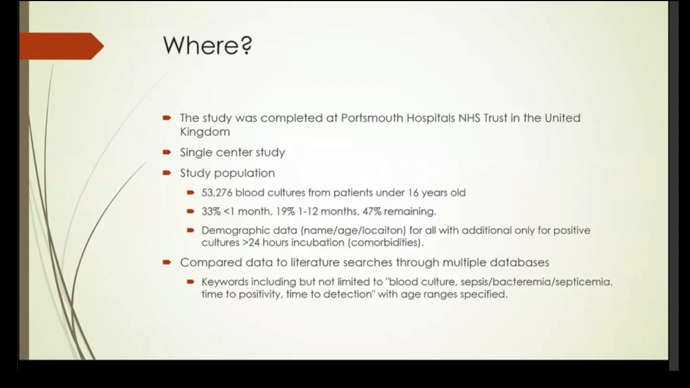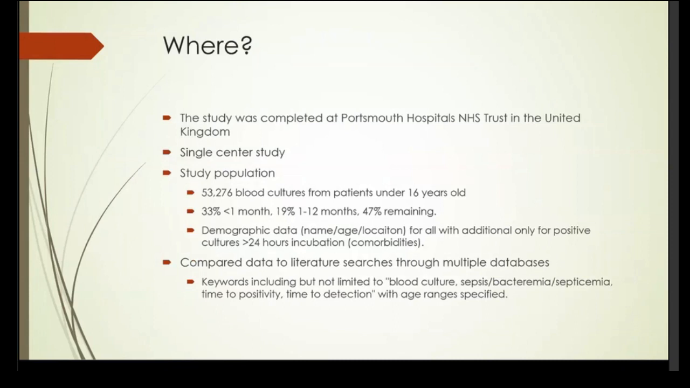Okay, so that's the why. We talked about the who, we talked about the why, so let's talk a little bit about the where. The where is important when you're looking at journal articles because you need to be able to compare it to your own patient population, wherever you're working, whoever you're working with. And so this was done in England, at Portsmouth.